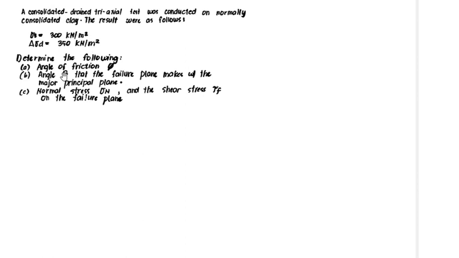First, we have to determine the angle of friction phi, the angle theta that the failure plane makes with the major principal plane. And lastly, the normal stress, sigma n, and the shear stress, tau f, on the failure plane. So that is what we will find: the angle of friction, the angle theta, the normal stress, and the shear stress.